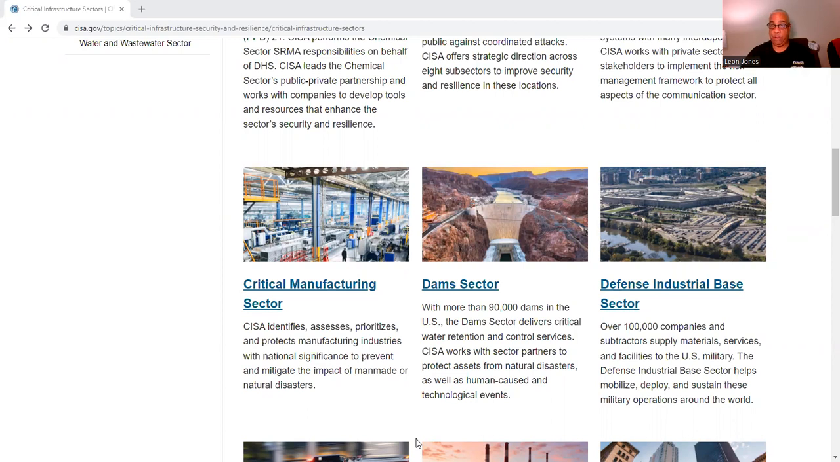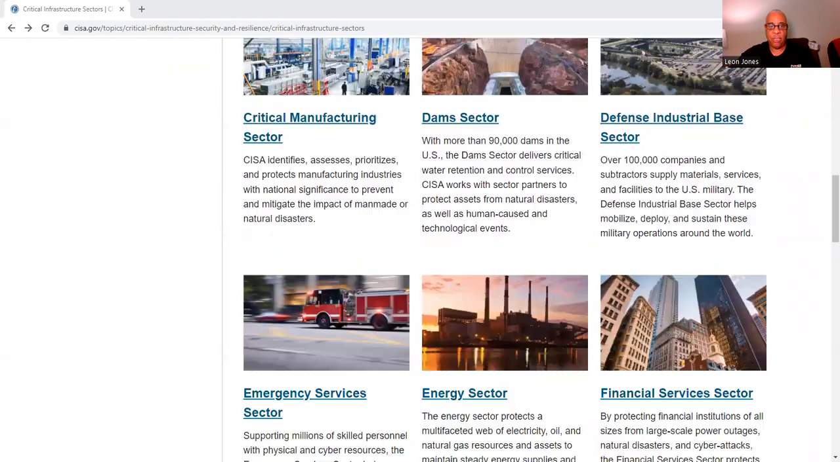Now, here's the big one. The defense industrial base sector. Now, in this sector, there are over 100,000 companies and subcontractors that supply materials, services, and facilities to the United States military. The defense industrial base sector helps mobilize, deploy, and sustain these military operations around the world. Generally, you're talking about your military bases.